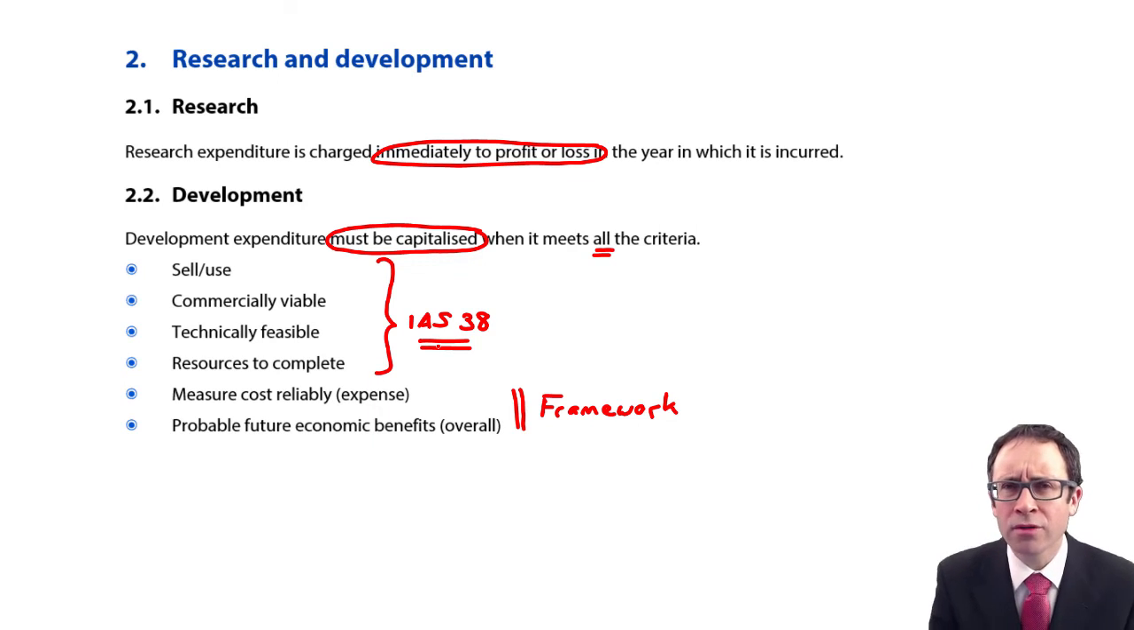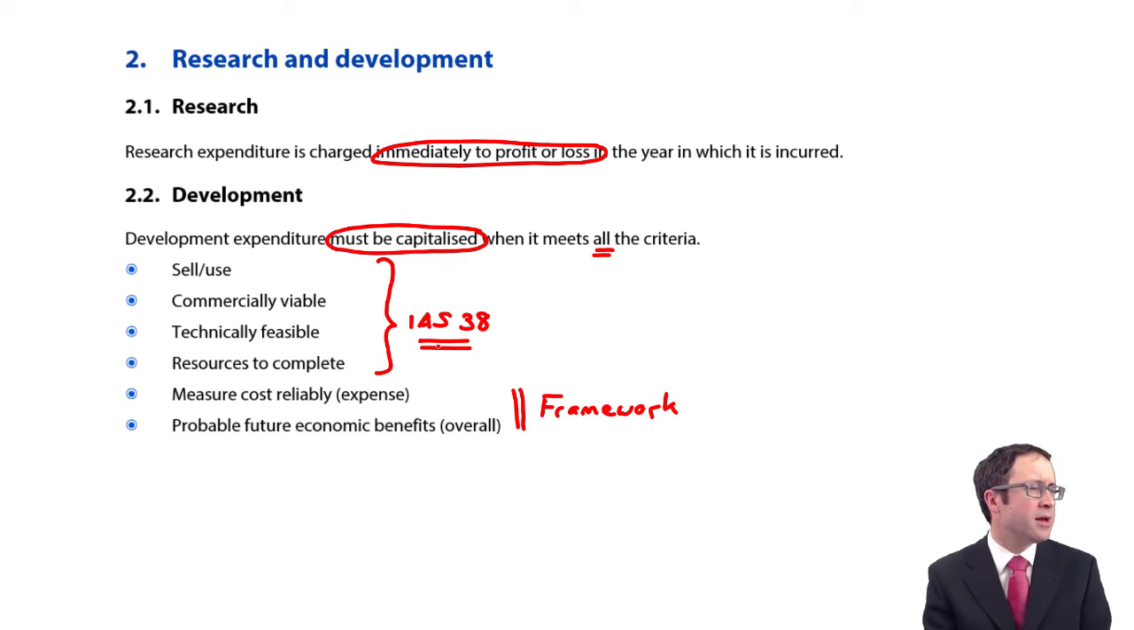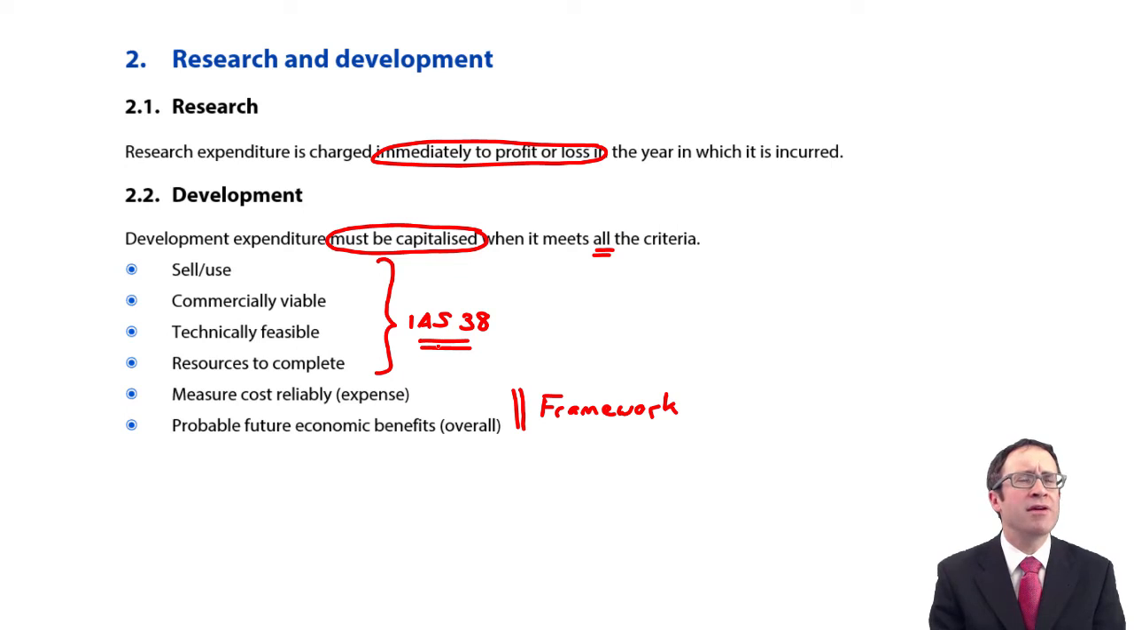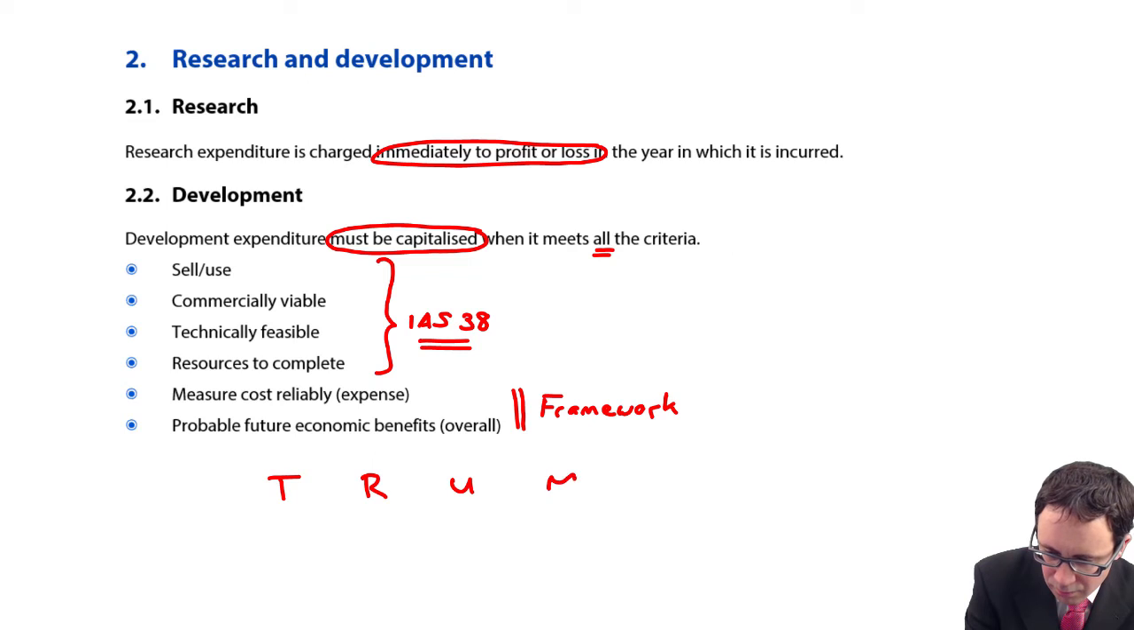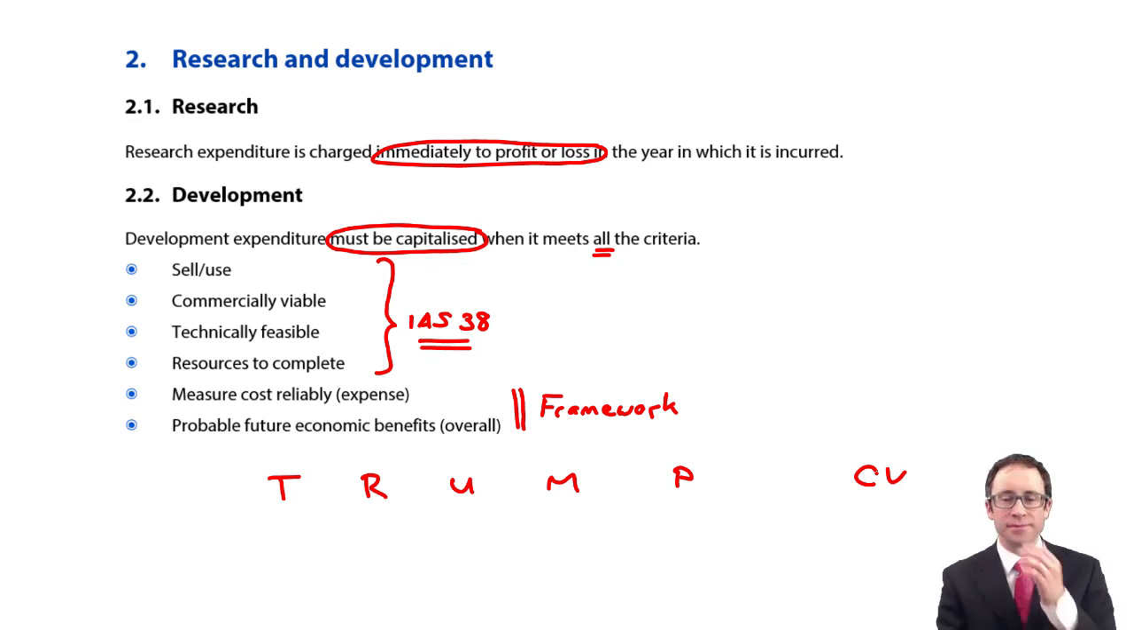Oh, it's difficult to remember those 6, isn't it? So let's come up with a mnemonic. I've heard all sorts of mnemonics in the past from different tuition providers. I think I've heard pirate. I think I've heard sector. You can choose. The one that I've begun to use is this one: Trump CV. There we go.